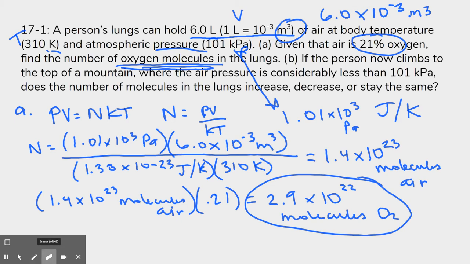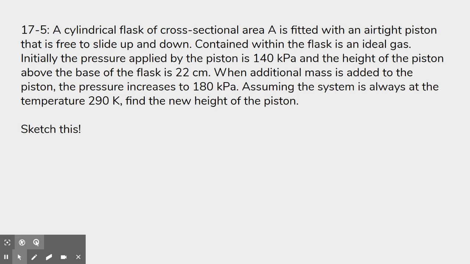All right, let's go to the next one. Okay, here we see a cylindrical flask that has some cross-sectional area, and it has a piston that can slide up and down. In the flask, we have an ideal gas, and we know what the pressure is initially and what the height of the piston is initially. When we add mass to the piston, we're going to see the pressure increase. And if we assume that the temperature is constant, we want to know the new height of the piston.